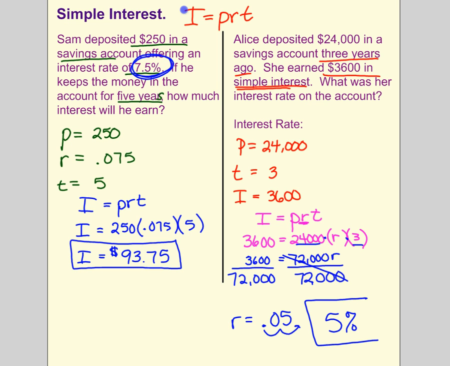So what was the interest rate? 5%. So stick with your I equals PRT. Make sure, I do think it's helpful if you notice I listed off the information I had for each problem. P equals, R equals, T equals, and then you just plug them into that formula.